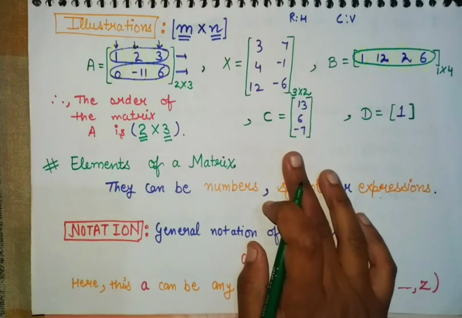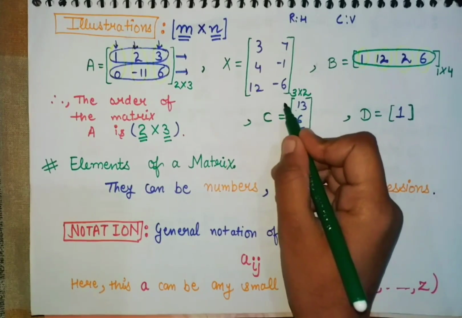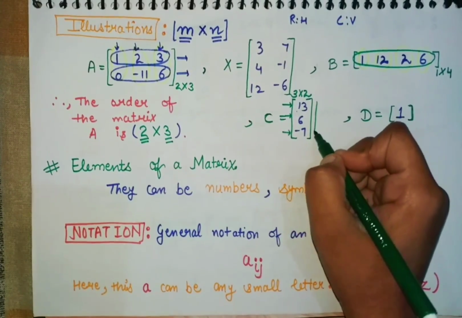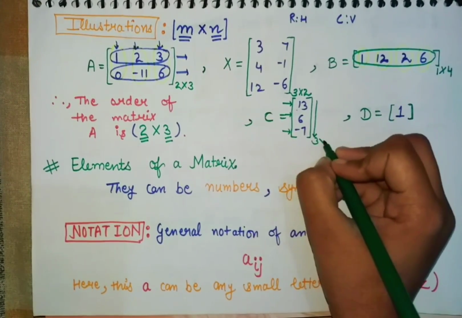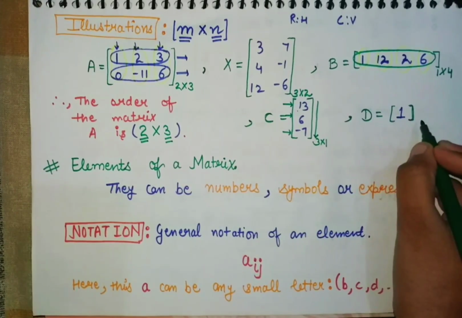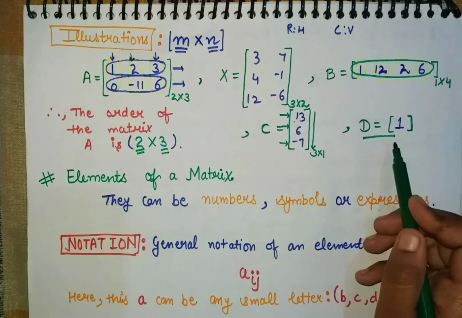Now let's see this matrix. Here we have 3 rows and 1 column. Therefore, its order is 3 cross 1. And this is for you. Don't worry, I will tell you at the end of the video.